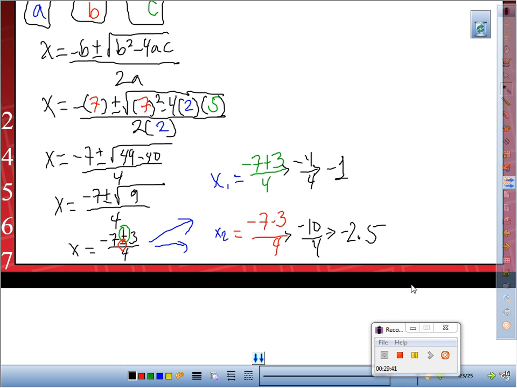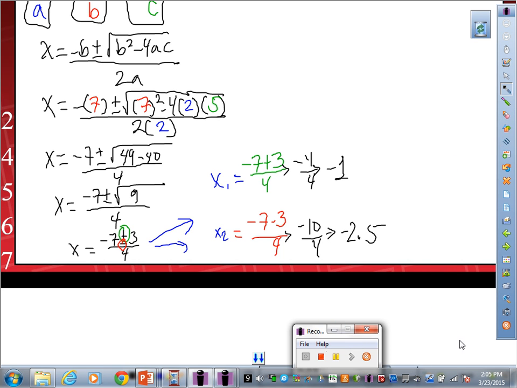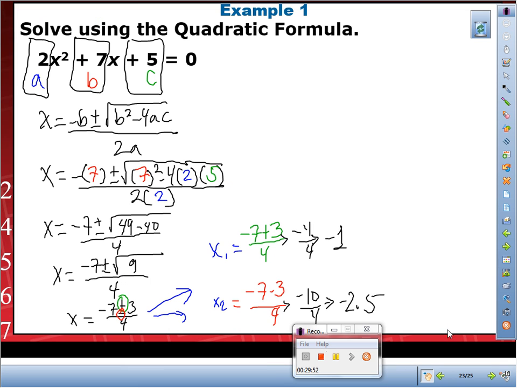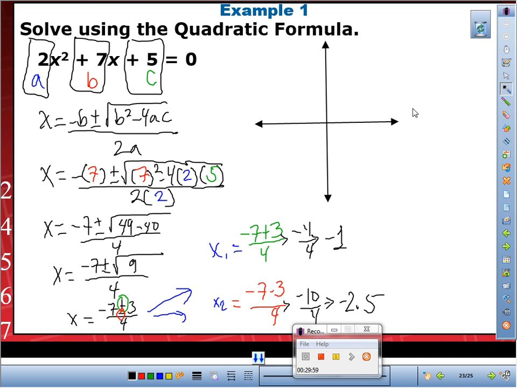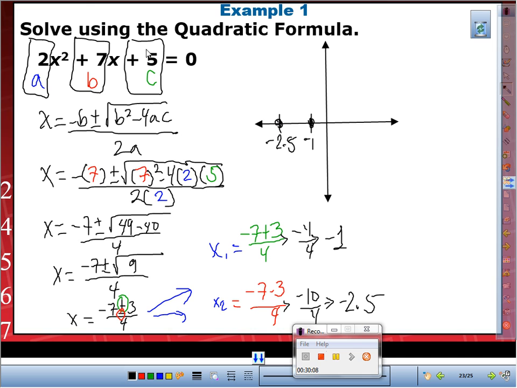So let's graph this really quick. We got negative 1, negative 2.5, and my y-intercept is positive 5. Hands if you got that. Okay, good.